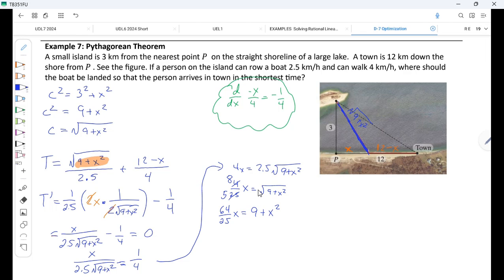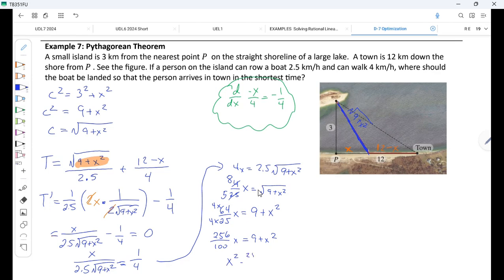So let's do that. I'm doing it mentally, but if you type in 64 divided by 25, you're going to get the same result I'm about to get. So times 4 gives me 256 over 100. X equals 9 plus x squared. But that's just 2.56. So we will write x squared.